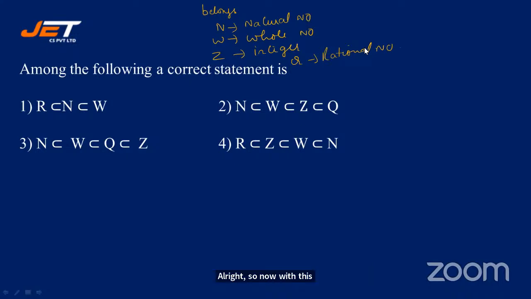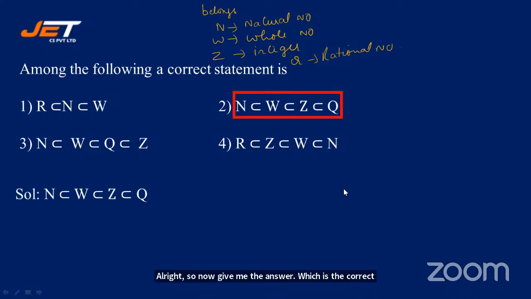N belongs to W belongs to Z belongs to Q. Or N belongs to W belongs to Q belongs to Z. Or N belongs to Z belongs to W belongs to N. All right. So now give me the answer, which is the correct one. I've given you the expansion of this so that you all will be able to understand and give me the answer. Yes, it is option 2. How many have given me the right answer? Yes, Riya Naik, Akhilesh. Almost many have given me the right answer. Yes, perfect.